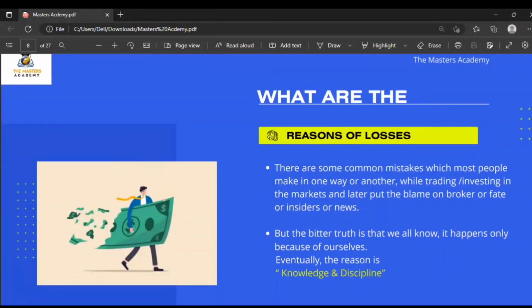The next one is, what are the reasons for losses? We can see there are some common mistakes which most people make, one way or another, while trading and investing in the market.